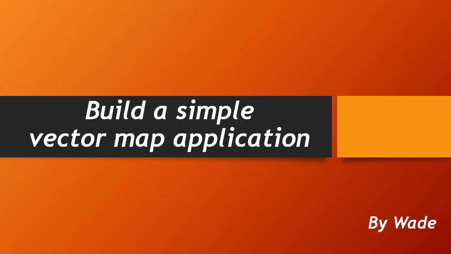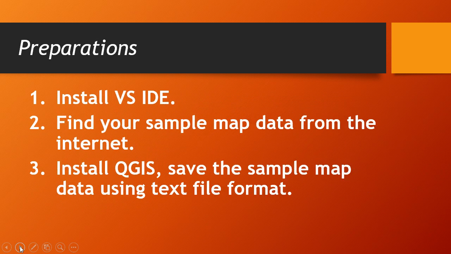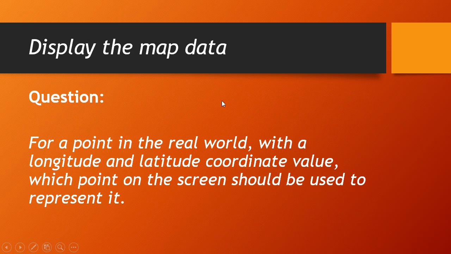Hello everyone, let's continue our project, build a simple vector map application. Till now, we've prepared our map data and we've stored them in the data structure of our application. Now, I think we have a problem. The problem is how to display the map data on our screen.